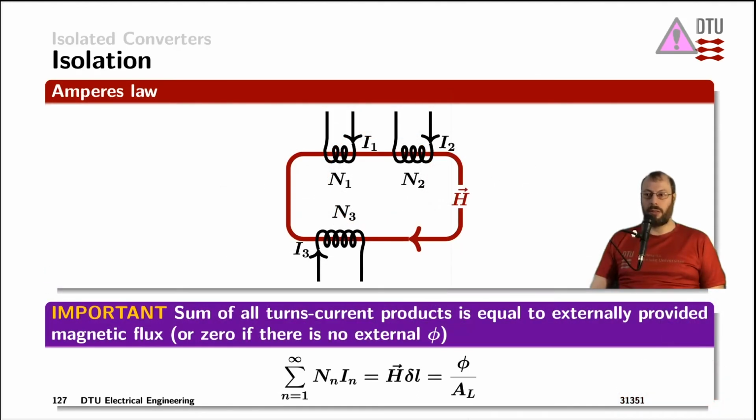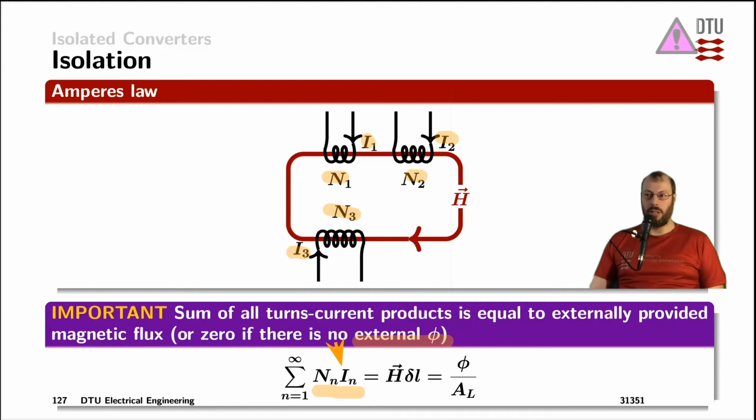Furthermore, Ampere's law connects the number of turns to the currents in these respective windings. So N1 times I1 plus N2 times I2, the current in the winding number 2, plus N3, the number of turns on the third winding here, times the current through that third winding, has to be equal to the externally applied magnetic flux, for example, from a permanent magnet, or just simply equal to zero if there is no AC voltage generating an external flux or no permanent magnet present.